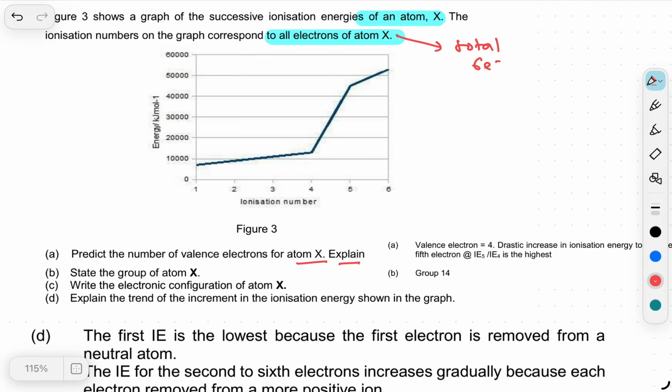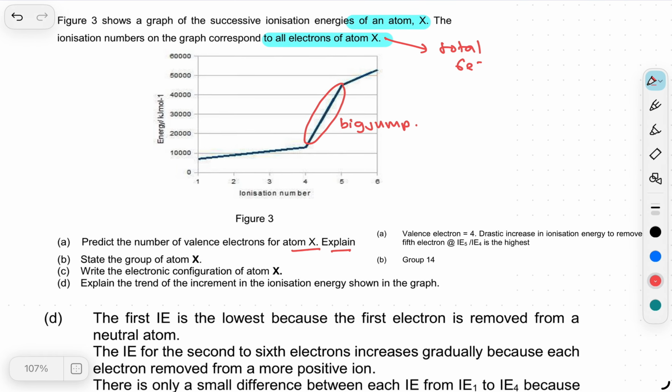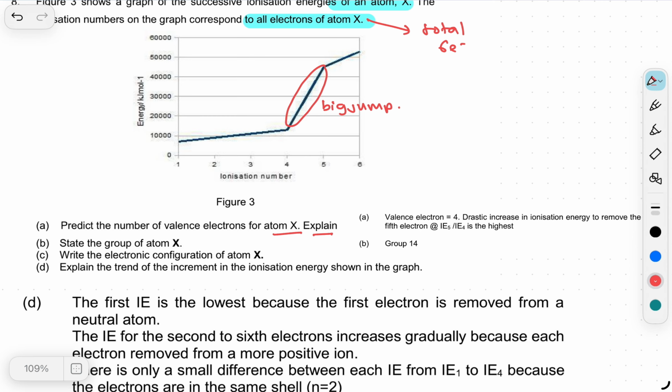As we can see here, between the 4th ionization energy and the 5th ionization energy, there is a big jump. So what does a big jump indicate? The big jump indicates that the first 4 electrons are the valence electrons, and starting from the 5th, the electron has moved to the inner shell. Therefore, the 5th electron is actually an inner electron. So, predict the number of valence electrons: the valence electrons number 4.